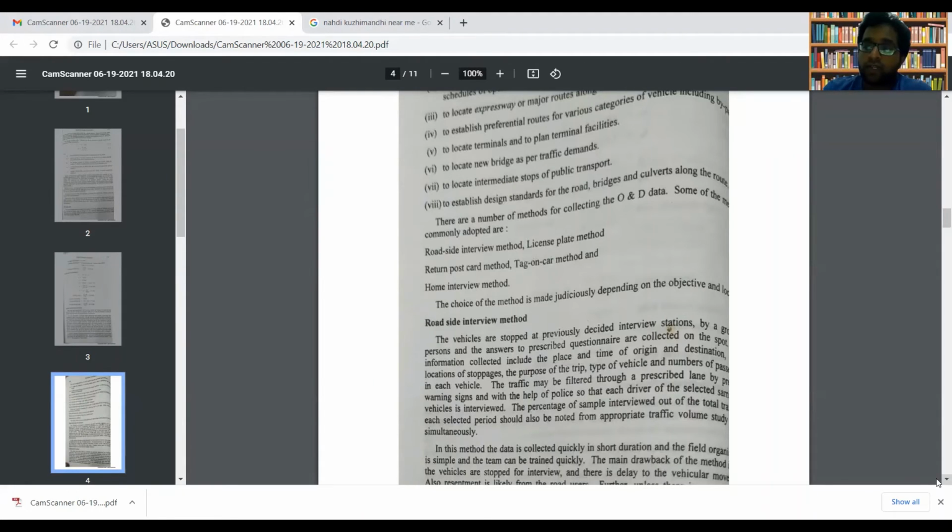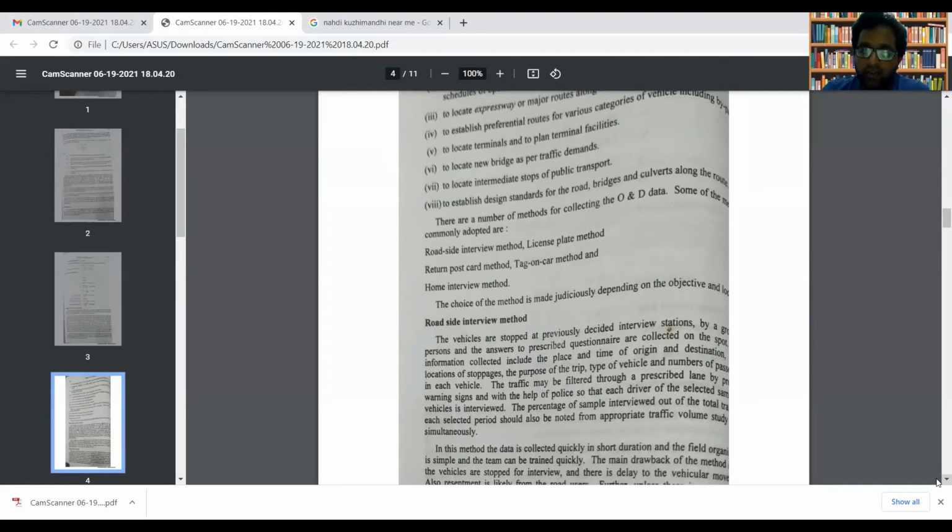Coming to the first one, that is the roadside method. What is done is the vehicles will be stopped at a decided interview station. There will be some persons who are conducting this survey. They will be asking the vehicle to stop while it is in movement at one particular location, and these persons will be supplying some questionnaire. This questionnaire will be supplied to the passengers in the vehicle and they will be asked to fill it in. So what will be the nature of questions provided in the questionnaire?